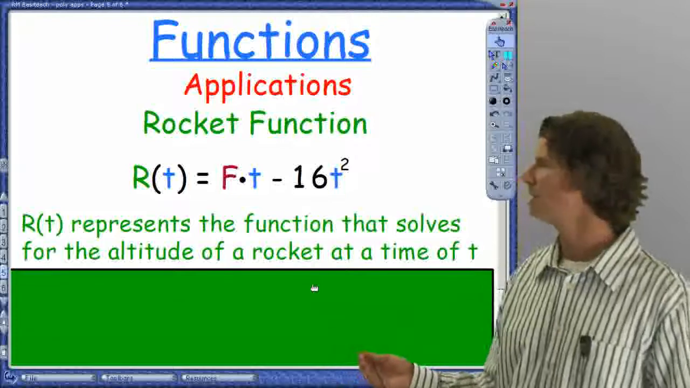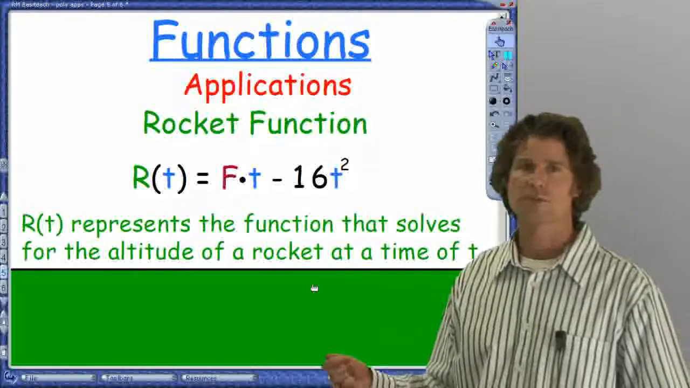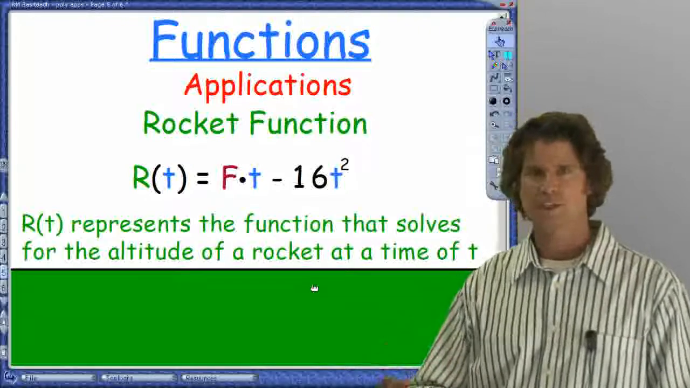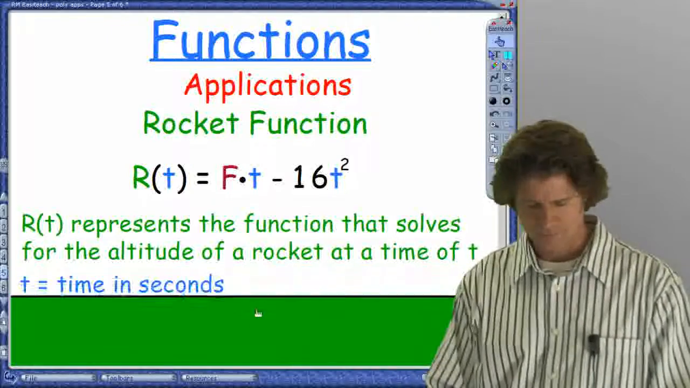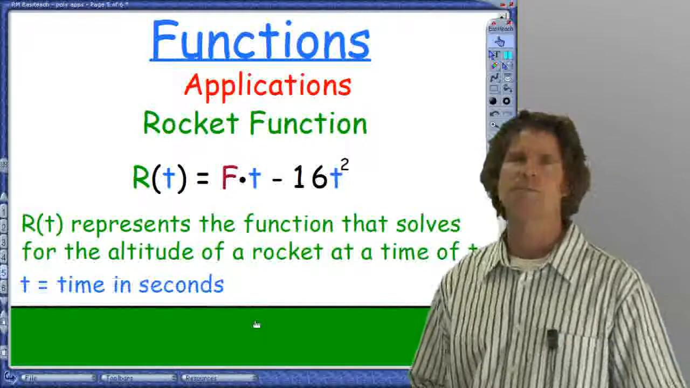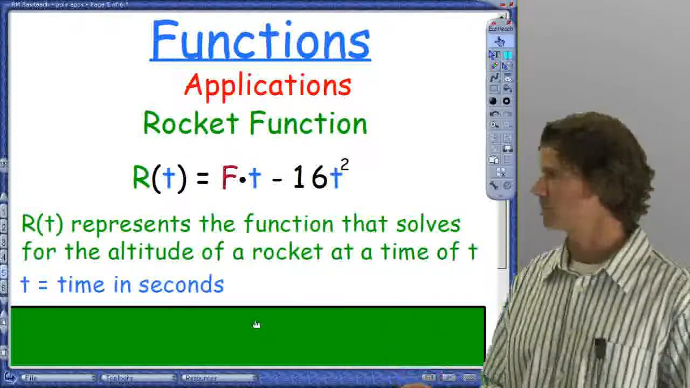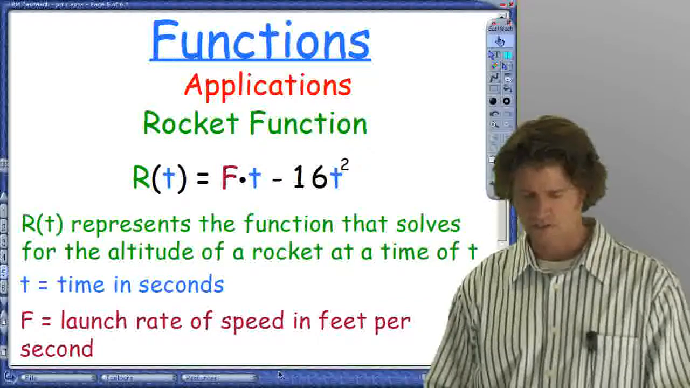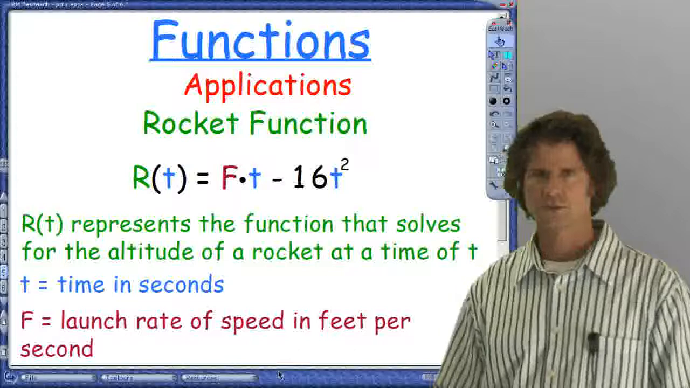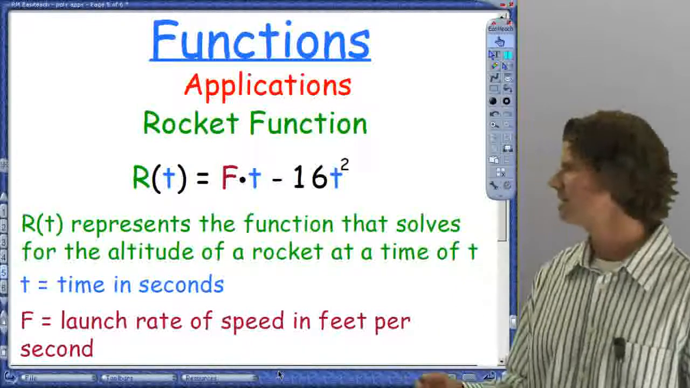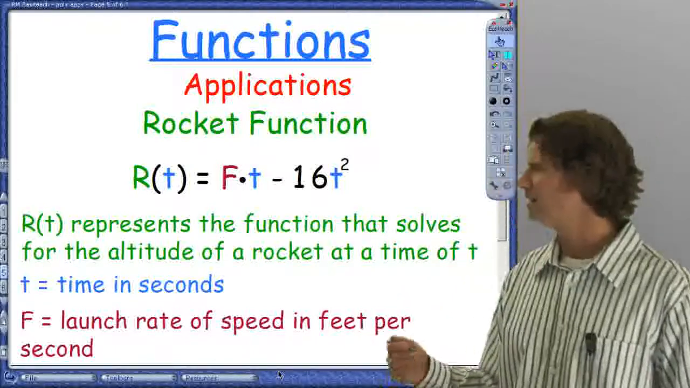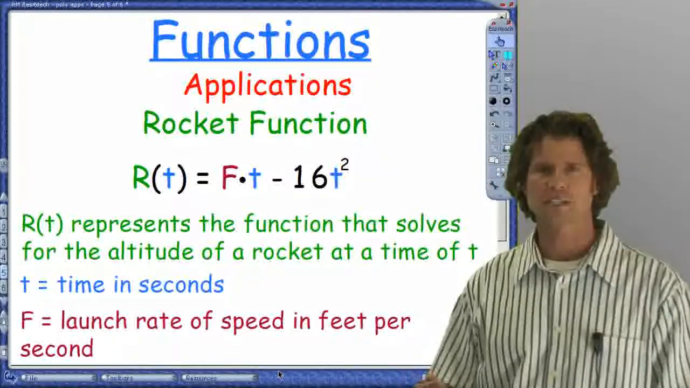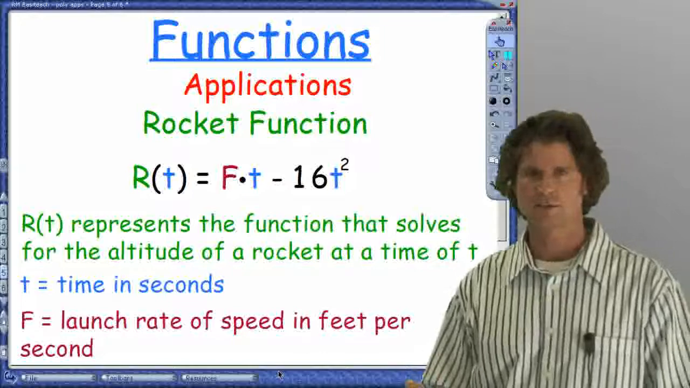What the rocket function solves for us is the altitude of a rocket at a time of t. So we need that time of t in order to do this. The t for this particular function is time in seconds. So t, time in seconds. The f part of this is the launch rate of speed in feet per second. So we're going to be able to take this function, and working with time and feet per second, we're going to be able to have a good idea what the altitude of a rocket is going to be.